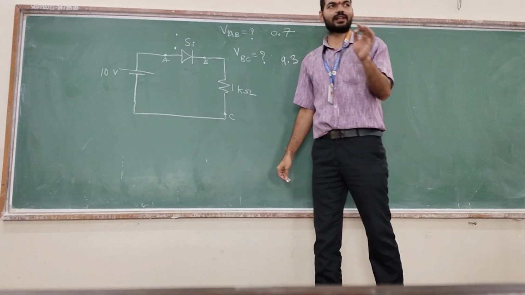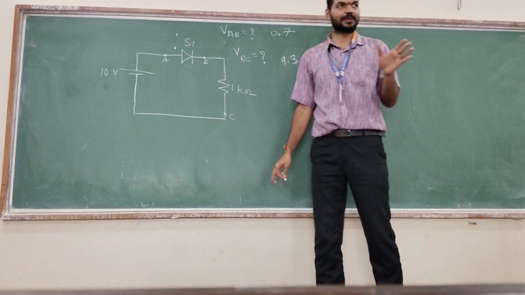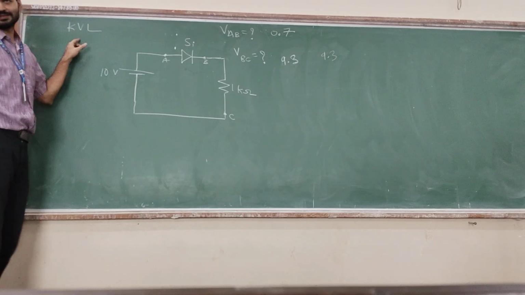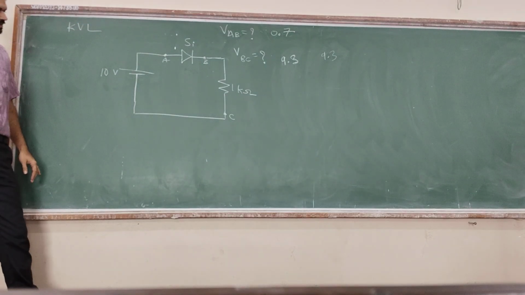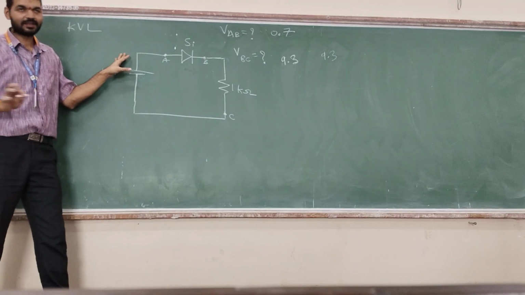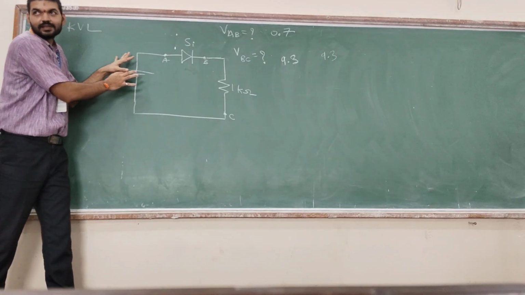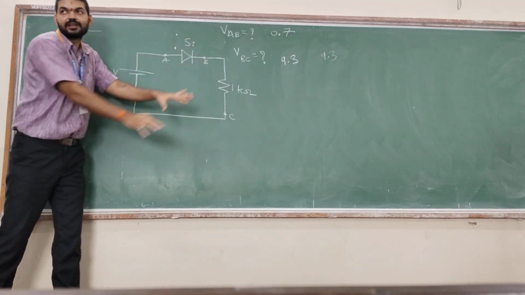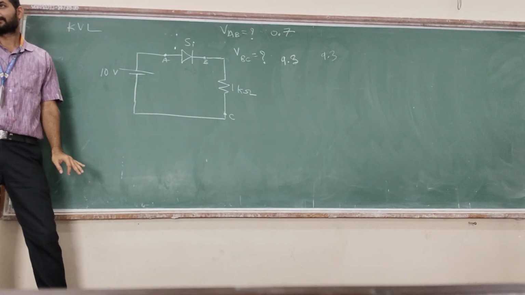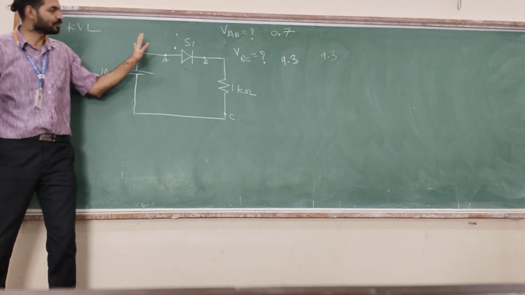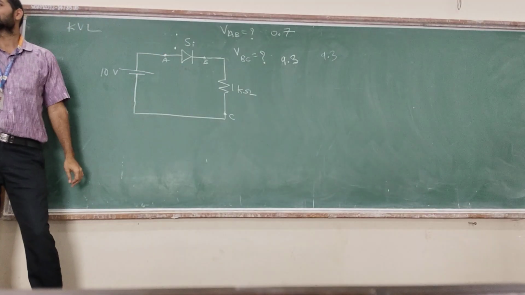Kirchhoff's law tells us that, especially KVL. KVL, what does it tell? I'll tell it in very simple language. Whatever voltage you are giving, that entire voltage should be distributed in the entire circuit. Means supply voltage is equal to the remaining voltages.